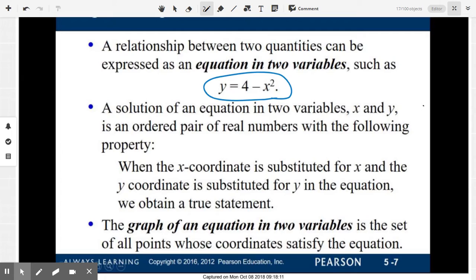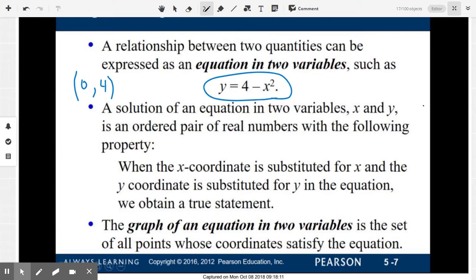Okay, and the easiest way, especially when it's already solved for Y, the easiest way to find solutions is to substitute in numbers for the X, calculate it, and find the Y that goes along with that X. So if I wanted to put in 0 for X, and I wanted to find a point that's on this line or something that makes this true, if I plug in 0 for X, I would have 4 minus 0, which is 4, and I would have Y equals 4. So I know that (0, 4) is a single solution to this equation.